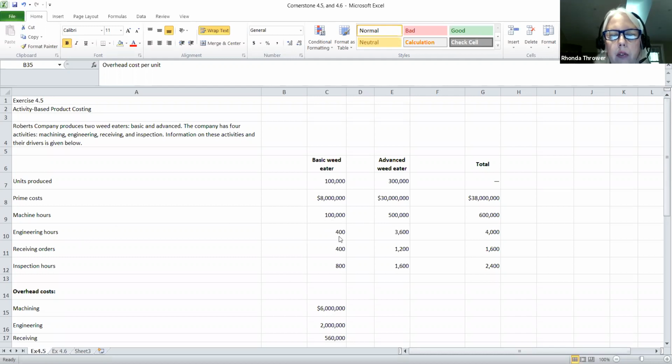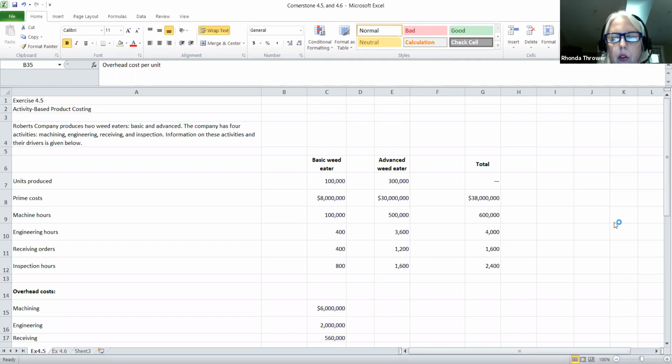Engineering hours were given for both the basic weed eater and the advanced weed eater, and combined together, the total engineering hours is 4,000. Receiving orders was 400 for the basic weed eater, 1,200 for the advanced weed eater, and 1,600 for the total. Inspection hours were 800 for the basic weed eater, 1,600 for the advanced weed eater, and 2,400 as a total. All this information is given to you.